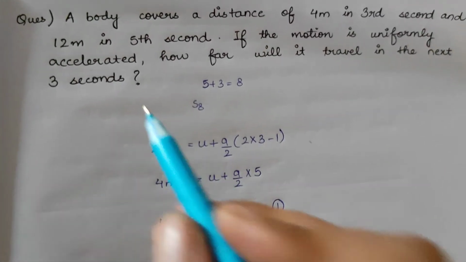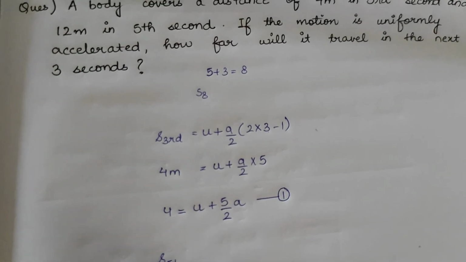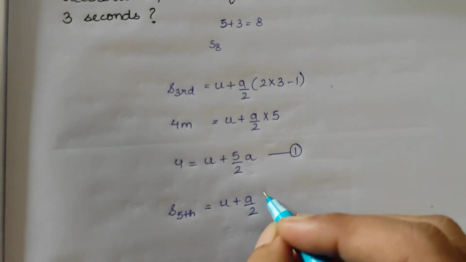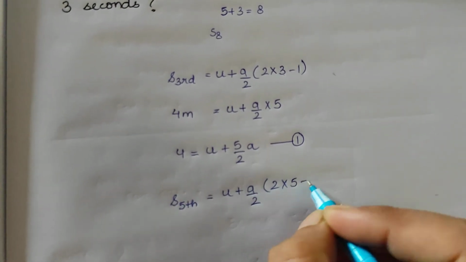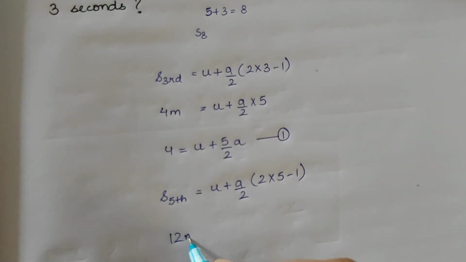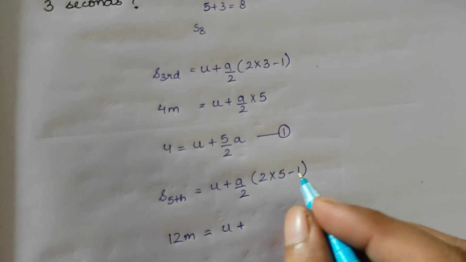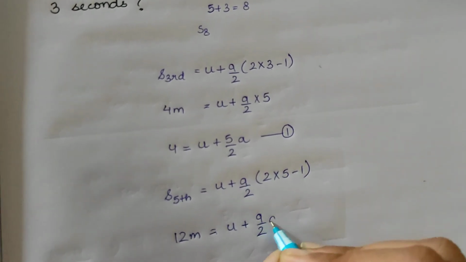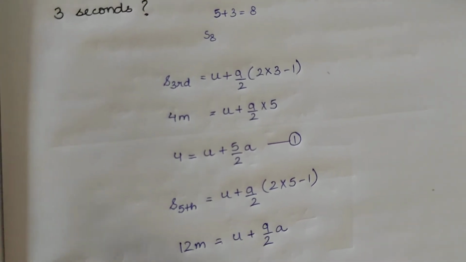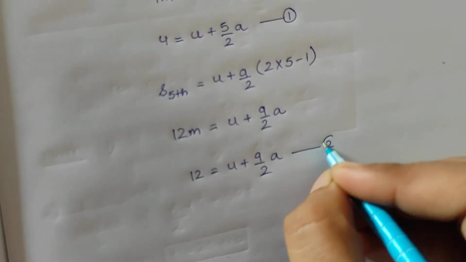Now solving 12 meter in 5th second, again we will get S 5th is equal to U plus A by 2 into 5 minus 1. What is the distance traveled? 12 meter. So it will give us U plus 5 into 2, 10, 10 minus 1, 9. So 9 by 2A. So we can say that 12 is equal to U plus 9 by 2A. Let us mark this as equation 2.